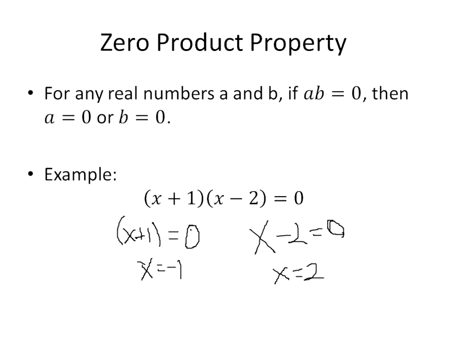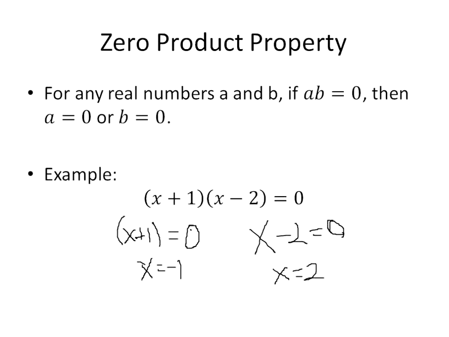If something equals 0, if two numbers are multiplied together and it equals 0, what do we know about one of those numbers? Two numbers are multiplied together, the answer is 0. What do we know about one of the numbers? It has to be 0. And remember that the x plus 1 in this case could be 0, or the x minus 2 could be 0.